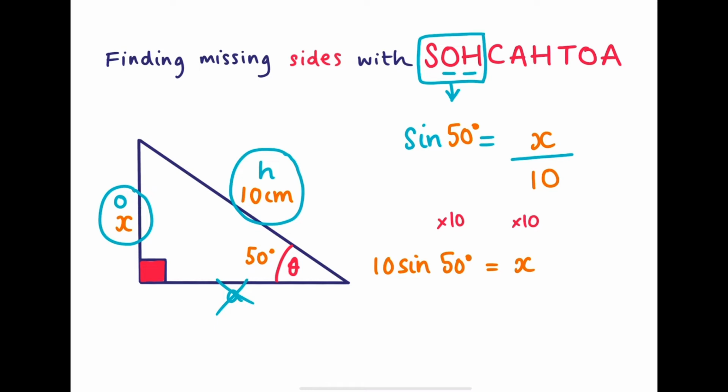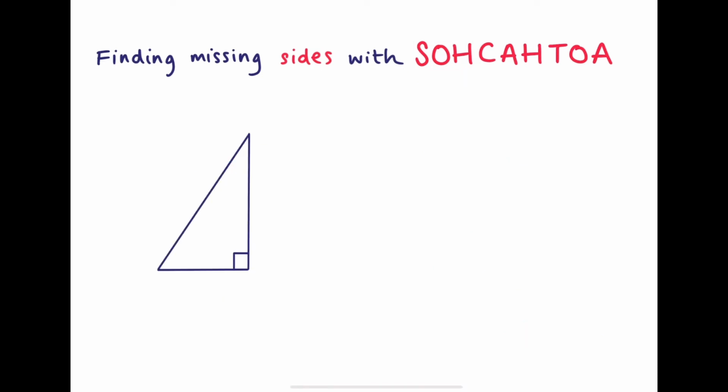And now that x is on its own, we can just put the 10 sine 50 degrees into our calculators. We'll get a long number like this, which we can round to 2 decimal places like this, 7.66 centimetres correct to 2 decimal places. Here's one for you to practice. See if you can find the missing side x. Pause the video now and then check your answer.